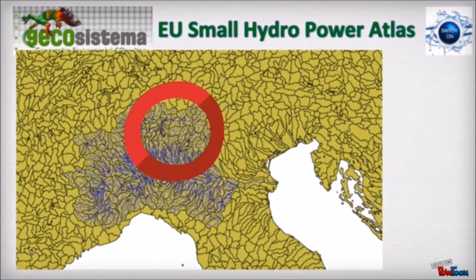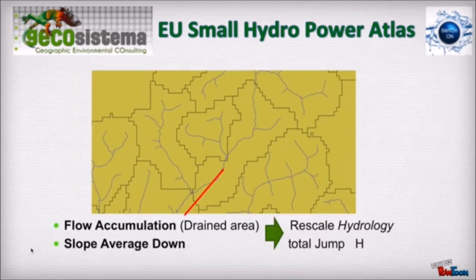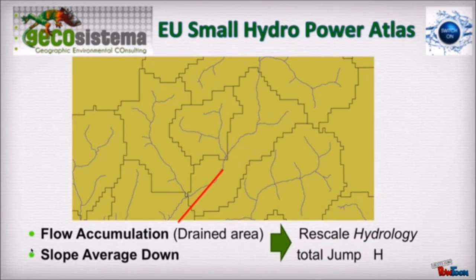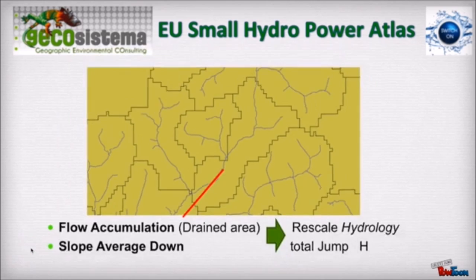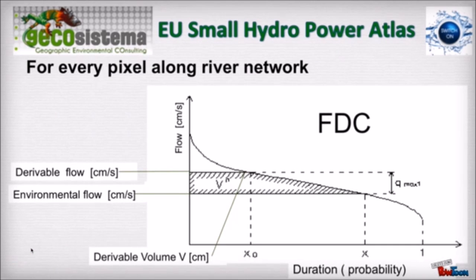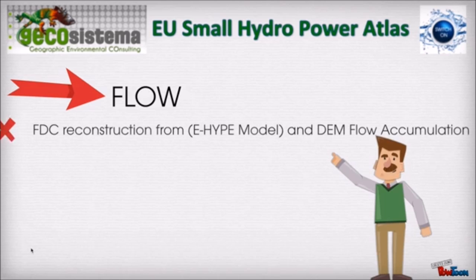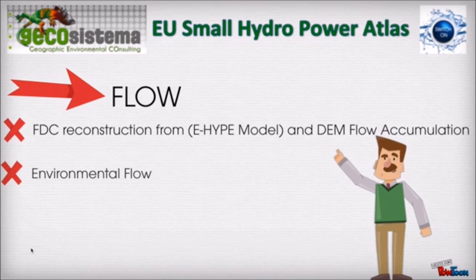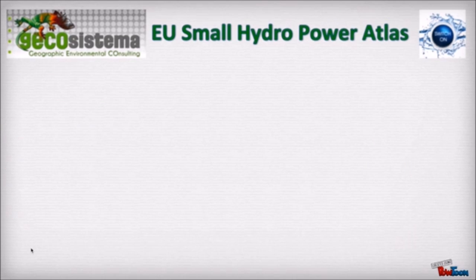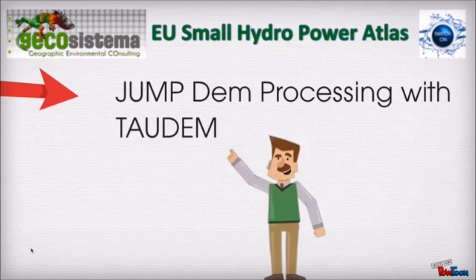What we needed to do was to downscale this information down to the river network. And we did it using drained area in order to rescale hydrology. At this point, the user knows virtually for every pixel along the river network the flow duration curve, and can make some hypotheses. For example, selecting the environmental flow and deciding which is the design flow, in order to estimate the total derivable volume for hydropower generation.